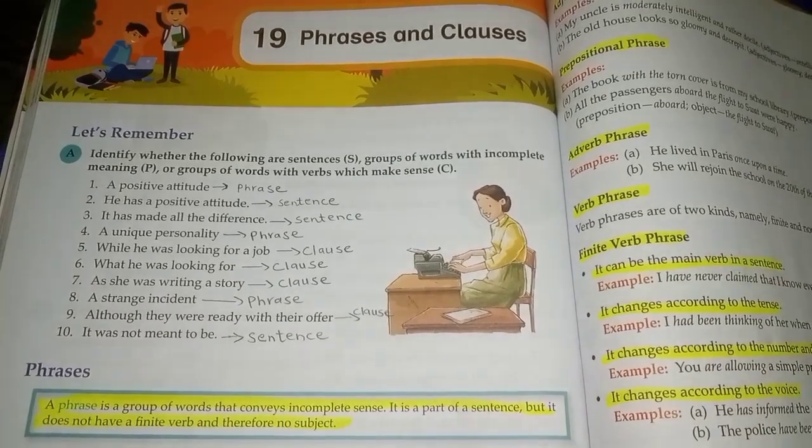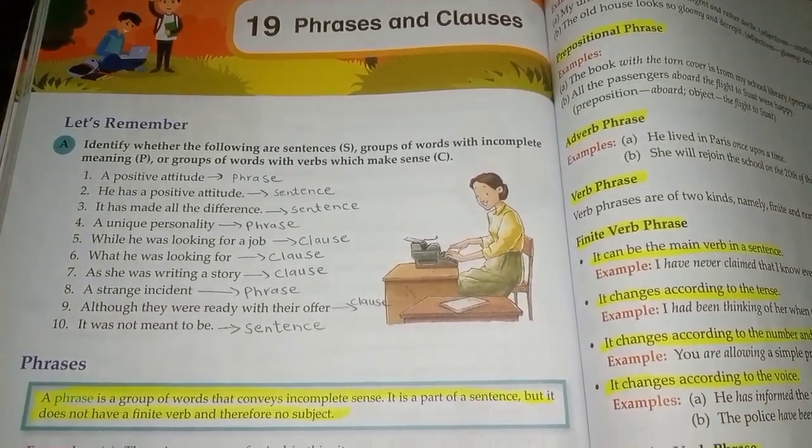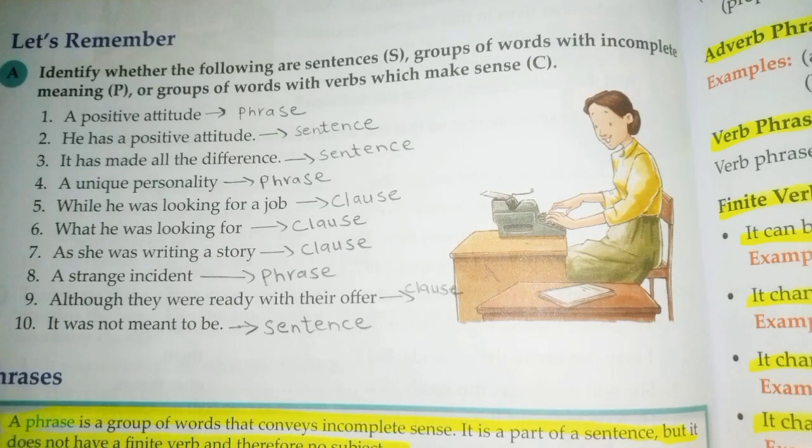Third sentence is it has made all the difference. This is also a sentence. It is the subject and has made is the verb phrase. It expresses a complete idea. Sentence number 4, a unique personality. This is a phrase like number 1. It's just a description of a person. Since there is no action or statement being made about the personality, it is incomplete.